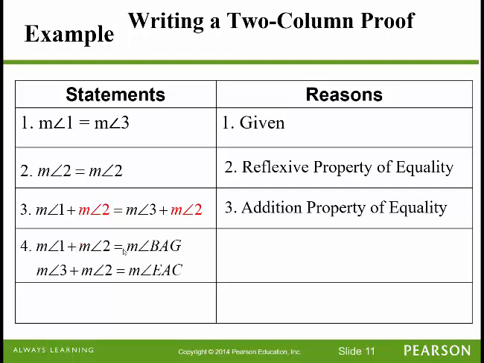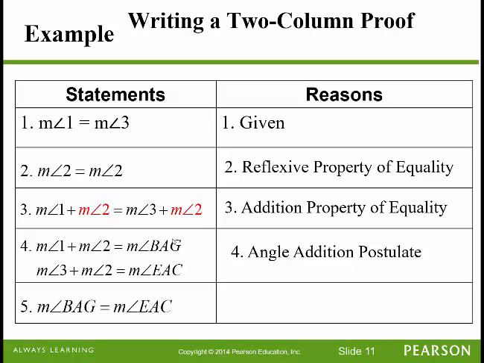Well, the measure of angle 1 plus the measure of angle 2 was the measure of angle BAG. The measure of angle 3 plus the measure of angle 2 is equal to the measure of angle EAC. All right, that was just the angle addition postulate. When you add two together, they get this. So then, knowing this, the measure of angle BAG must be equal to the measure of angle EAC, and that's just the substitution property. I'm literally going back up into here, the measure of angle 1 plus the measure of angle 2, substituting that right in there. The measure of angle 3 plus the measure of angle 2, substituting right in there.